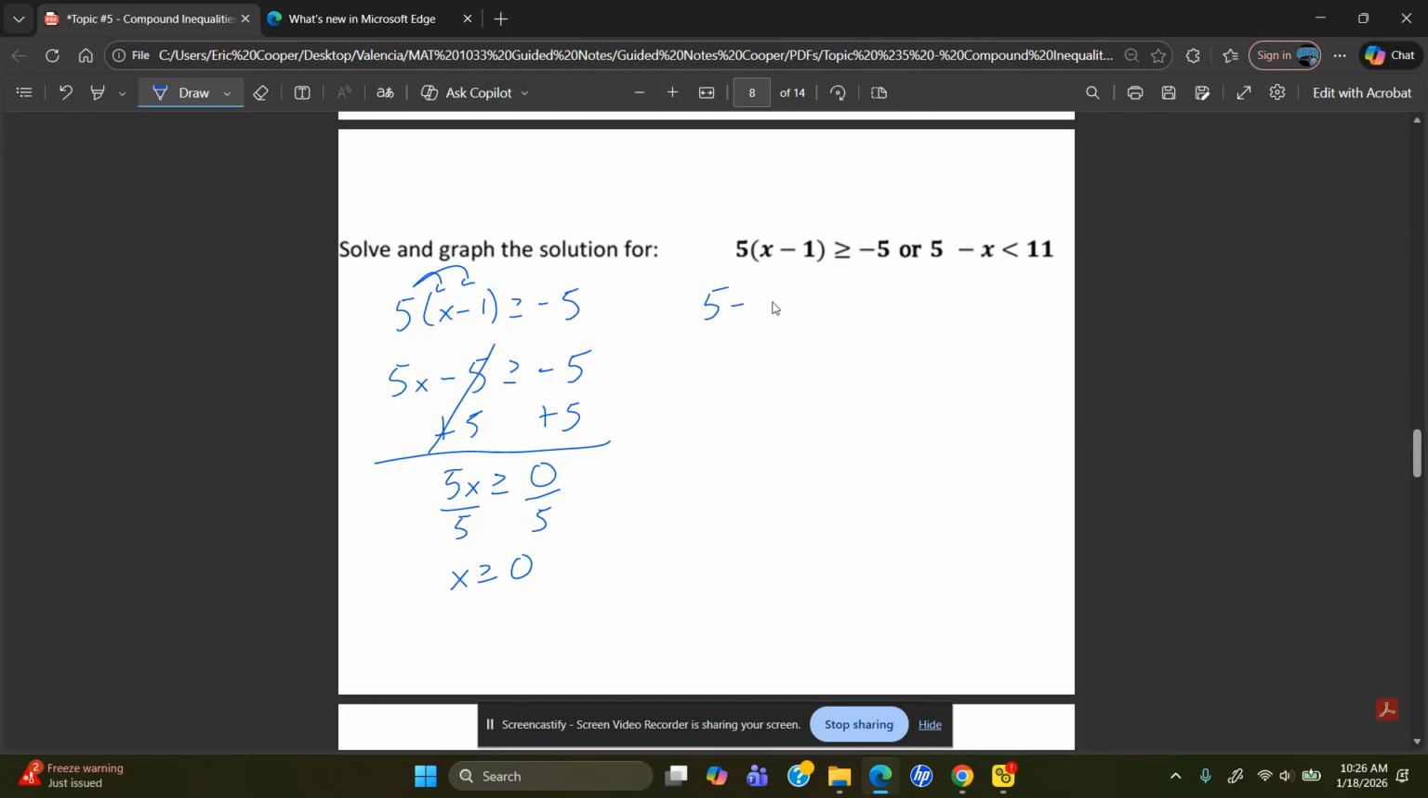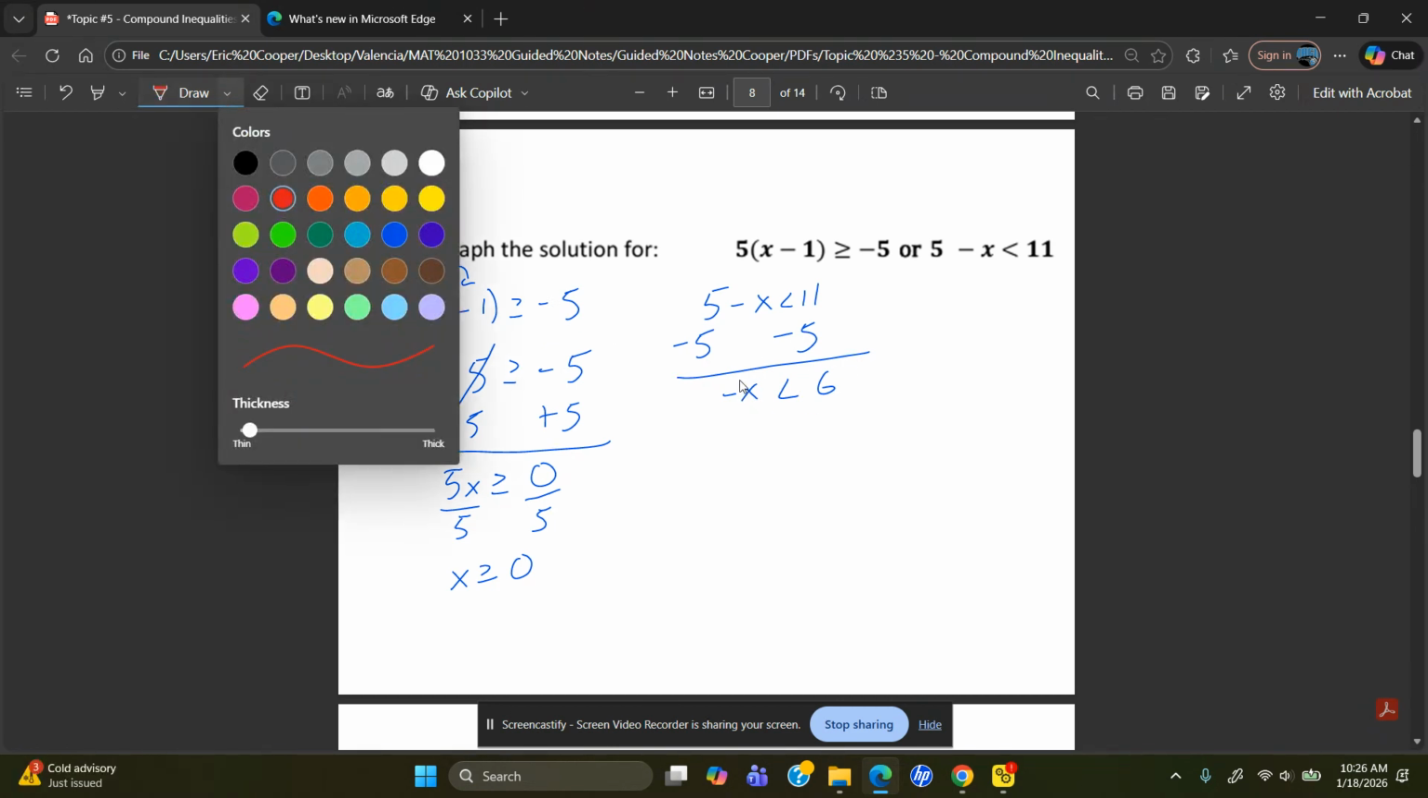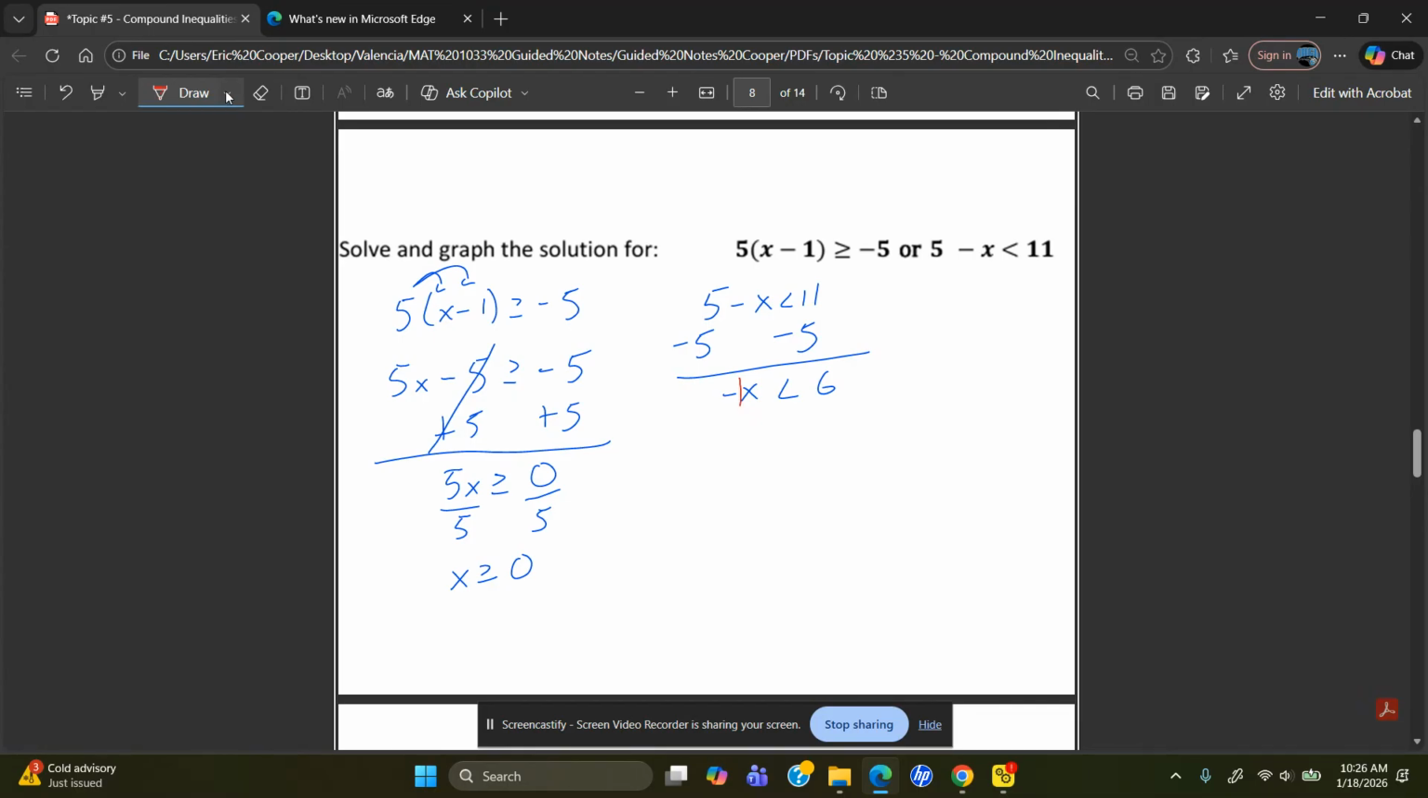When I look at the second part, I've got 5 minus x is less than 11. I have to get rid of this +5. I'm going to do that by subtracting it from the other side. Over here I get 6, and this isn't x. Remember, this is -x. If we don't see a number in front, we can pretend like there is an imaginary -1 there.